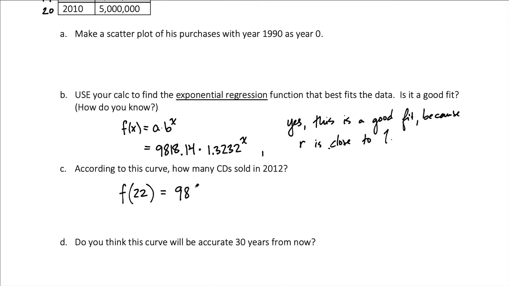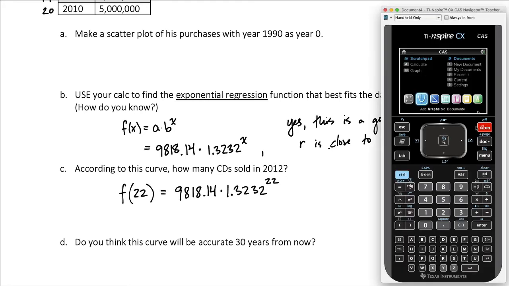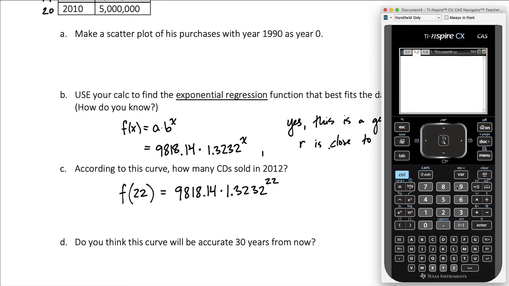We get 9,818.14 times 1.3232 raised to the 22. Let's go ahead and plug this into our calculator: 9818.14 times 1.3232 raised to the 22. Go ahead and enter. Okay, and we've got this number here.